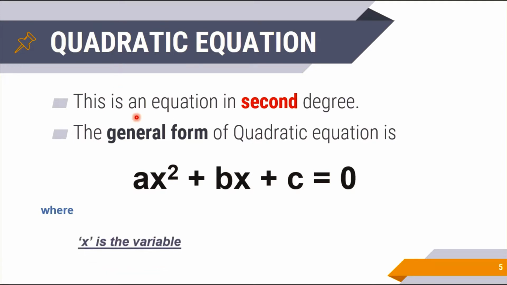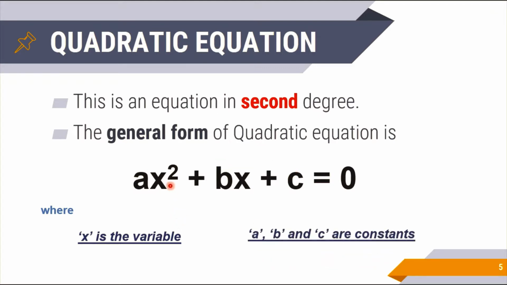Okay, where x is the variable, and a, b, and c are constants, and a should not be 0. Okay, why is it a should not be equal to 0? It is because kapag ang a natin naging 0, yung term na ito ay magiging 0. At once na ito ay maging 0, hindi na tayo magkakaroon ng highest exponent of 2 at hindi na siya in second degree.